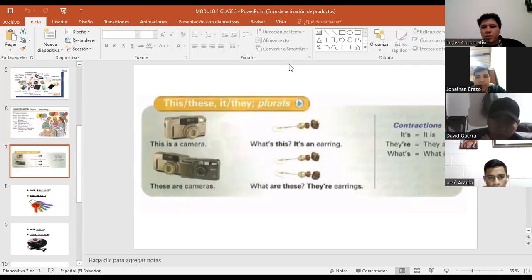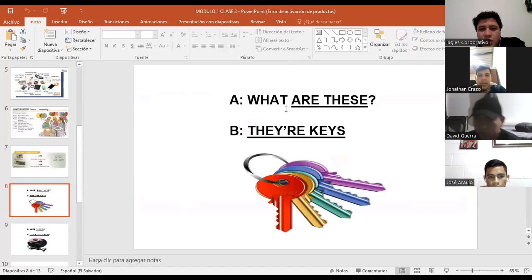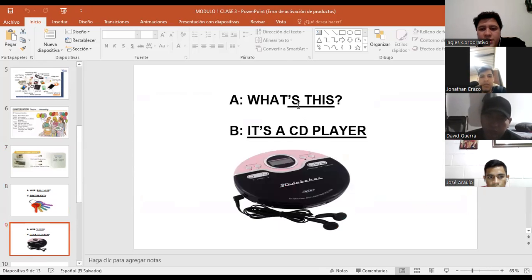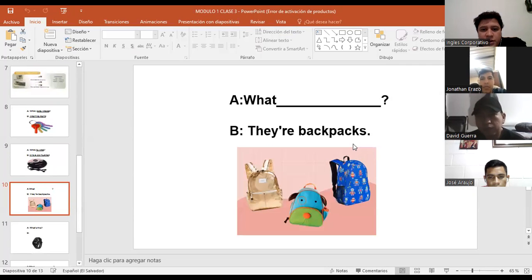So, also, guys, we can use this construction, estas contracciones, right? It is, there, they are, what is, okay? So, we have this one, right? Tenemos ejemplos. What are these? They are keys. ¿Qué son estas? Son llaves, right? We have this one. What is this? ¿Qué es esto? It's a CD player, right? And we have this one.